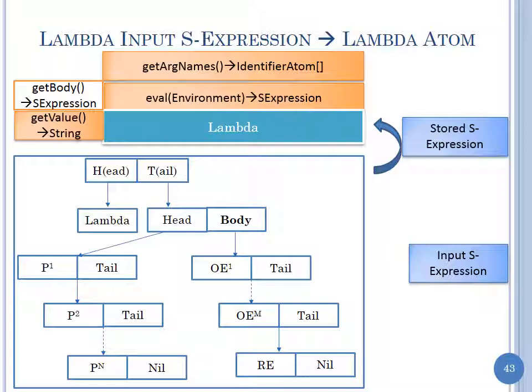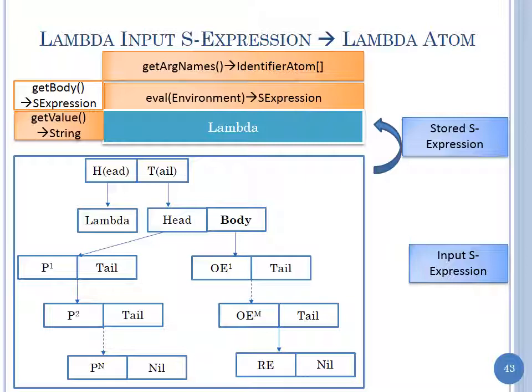Okay, so the body will be evaluated with the environment. That environment will be provided by the caller. The caller must have the arg names to provide the right environment. So we'll export the method arg names. The body, the caller doesn't have to worry about. Just like a class, you have interface and the implementation. So the caller just needs the interface of the body.